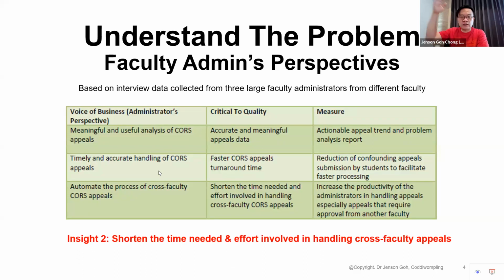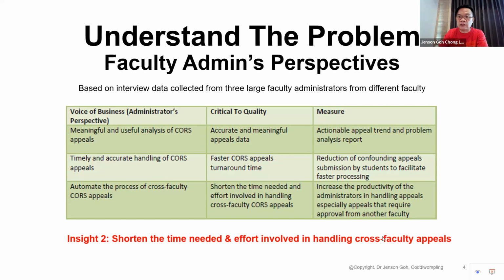But for those that are routed by other faculty, that means students of another faculty wanting to take their modules, it takes a longer time for them to decide whether we should give this module to a student from another faculty. So there's a lot of negotiation, a lot of discussion with the other faculty before they can come to a conclusion. So I think the idea here is that they spend a lot of time on the cross-faculty appeal.